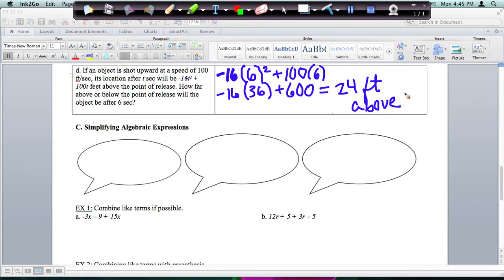Okay, so we're going to talk about simplifying algebraic expressions. In order to simplify them, you need to know a couple of definitions. And the first one is coefficient. Okay, and all coefficient means is the number in front of the variable. So if you see the word coefficient, we're talking about the number in front of the variable.